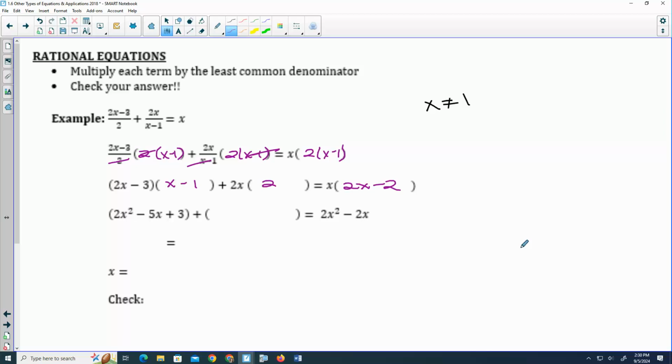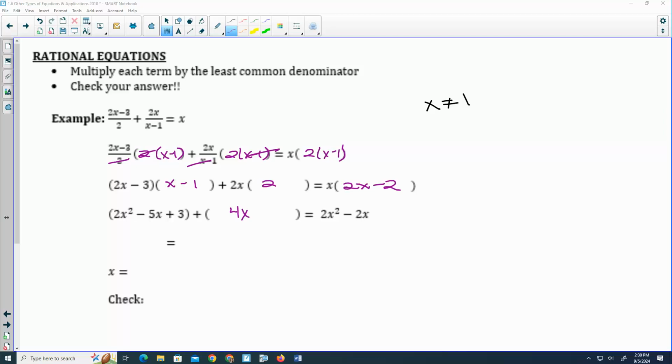How do I multiply those first ones? FOIL, that's where I got to here. 2x times 2 gives me a 4x. And I multiplied that one out for you, 2x squared minus 2x. Because you're taking 2x minus x.